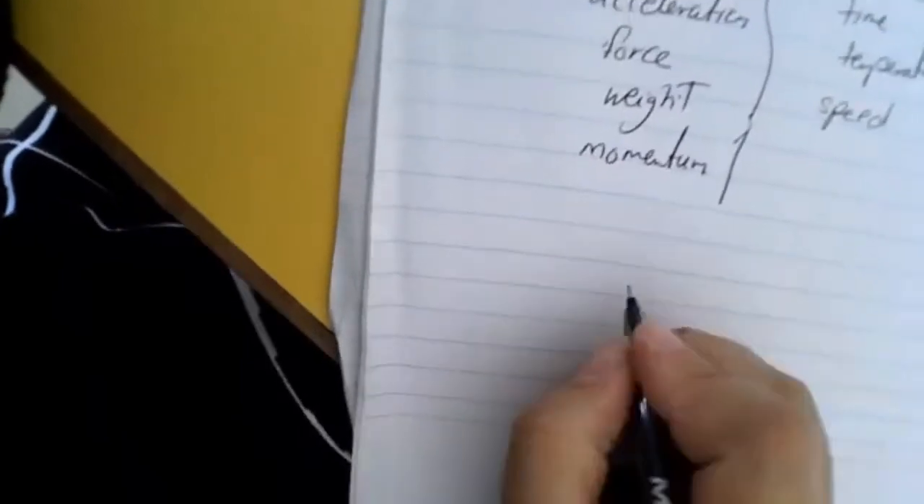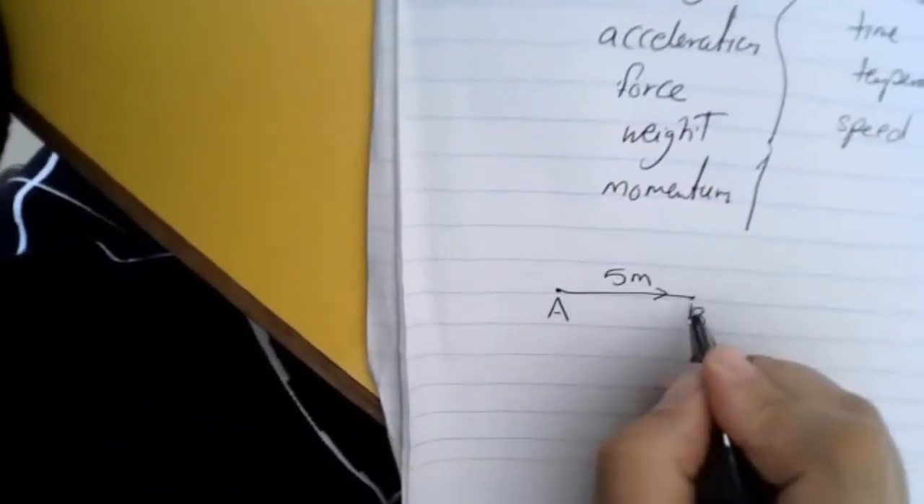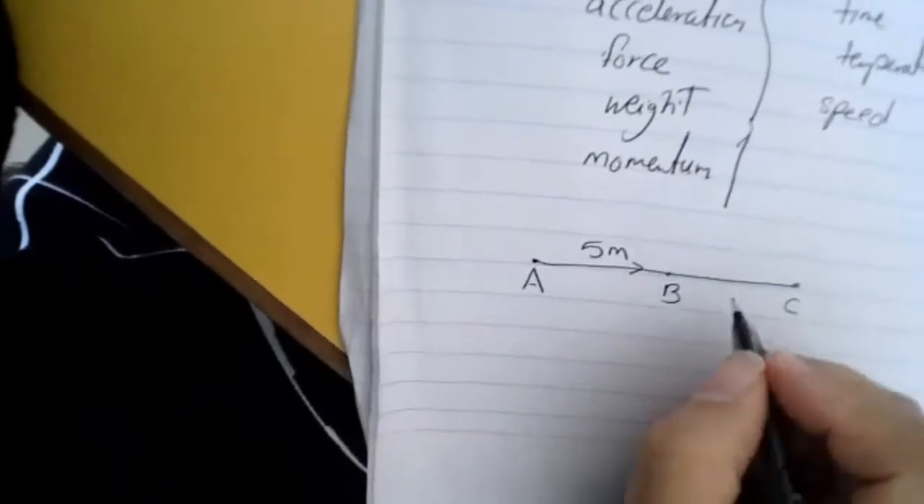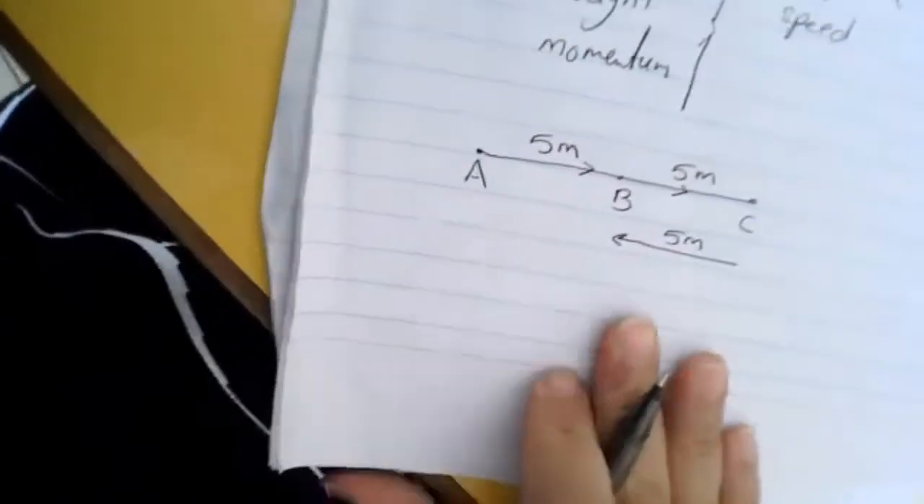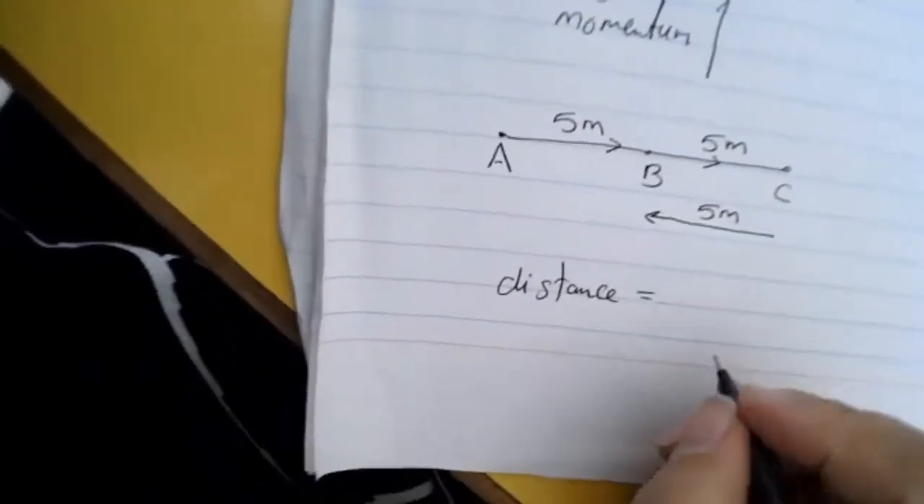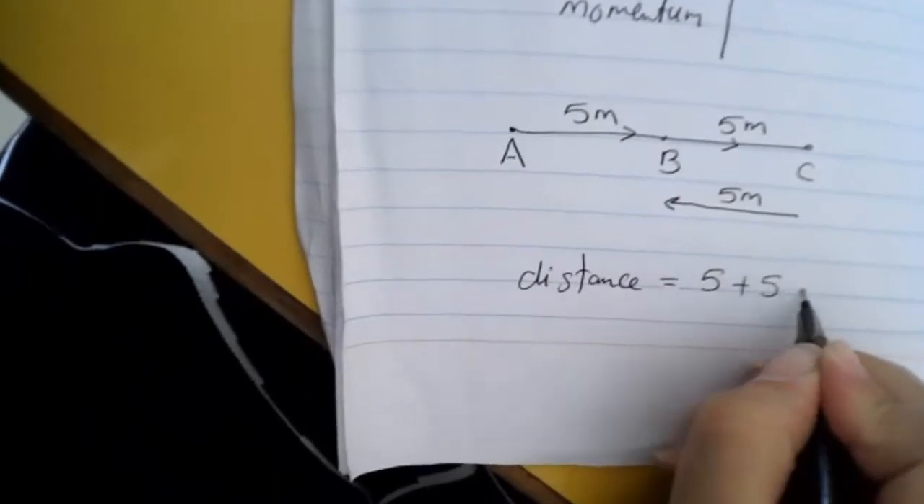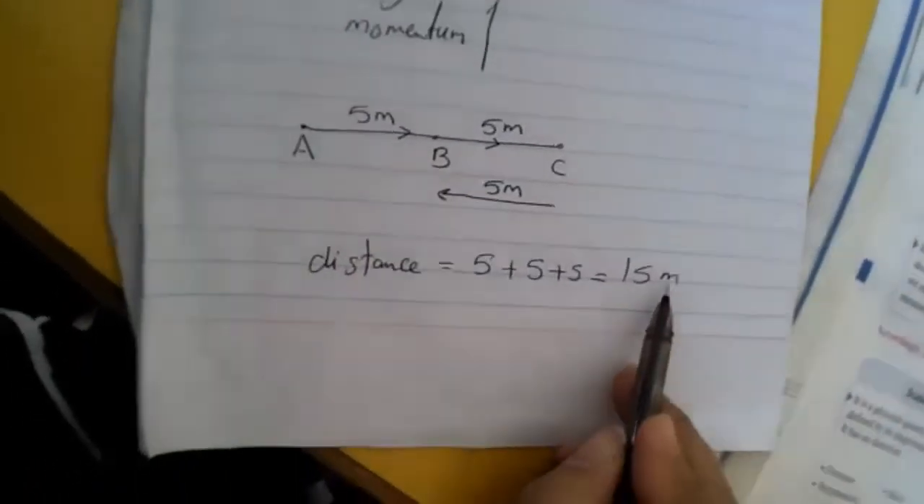So when it comes to calculating the value of a vector quantity, you have to bear in mind the direction. Suppose that we have a person moving from point A to point B, covering 5 meters in this direction, and then moving from point B to point C, covering another 5 meters in this direction, and returning back from point C to point A, covering the same 5 meters. I ask you to find the distance and displacement of this person. The distance will be all the meters covered by this person, so it's going to be 5 plus 5 plus 5, which is 15 meters. We just mentioned here the magnitude and the unit only.